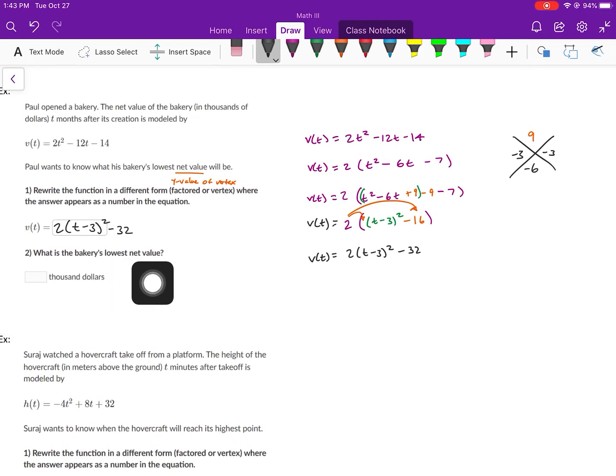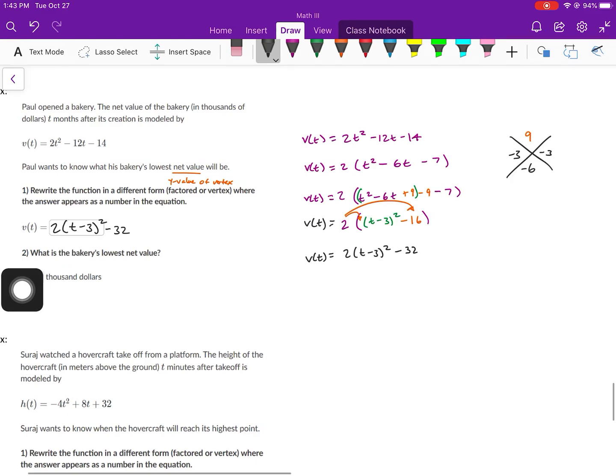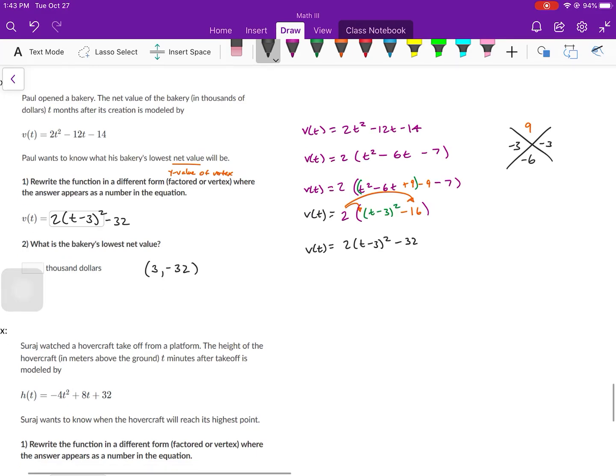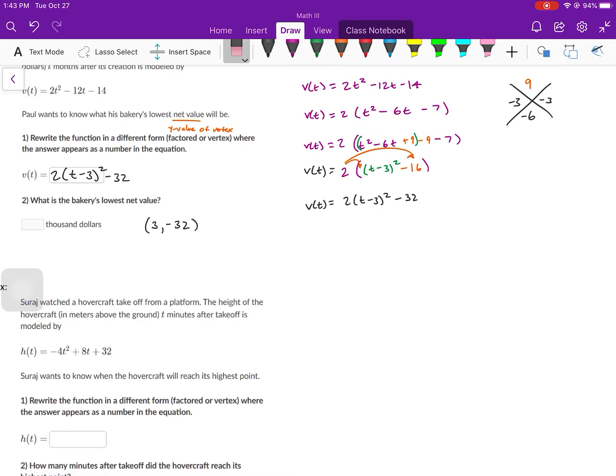So what's the lowest net value? So we know it shifts to the right 3. So our vertex is to the right 3 and then down 32. So the actual lowest value is -32. When it occurs is 3 months.